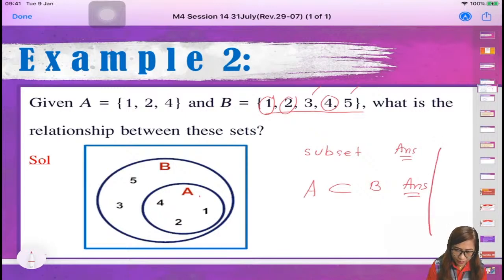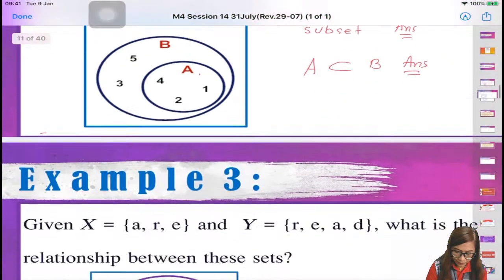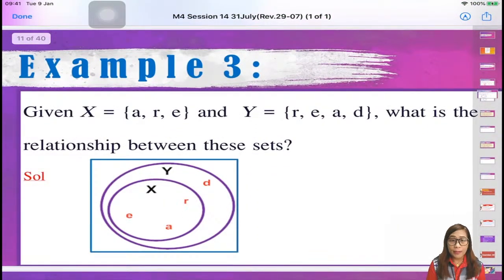Okay, next. Oh, what's this? Okay, let me erase first. Okay, this is example number 3. Given X is the set of A, R, E and Y is the set of R, E, A, T, what is the relationship between these sets? So we have here again the circles, and then X is a set of A.